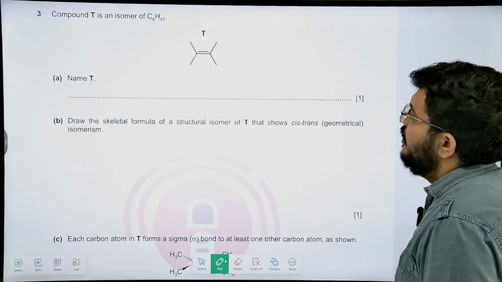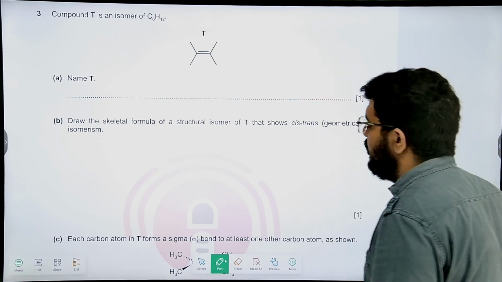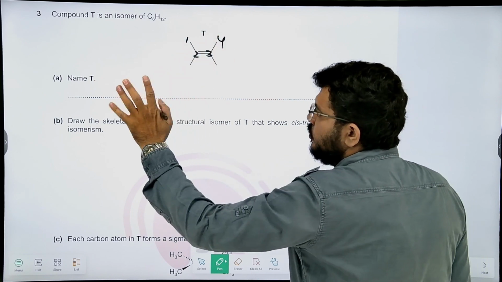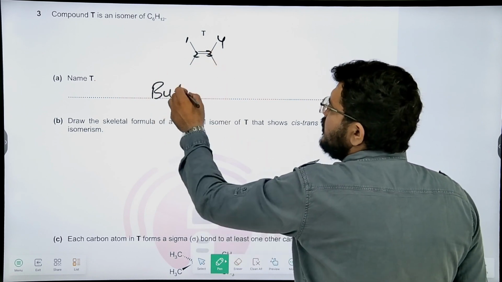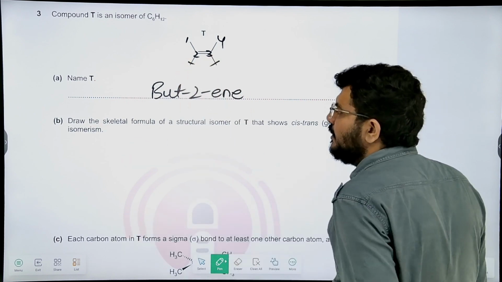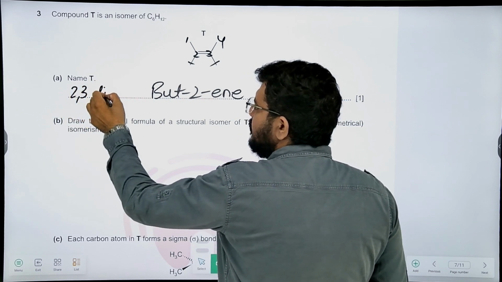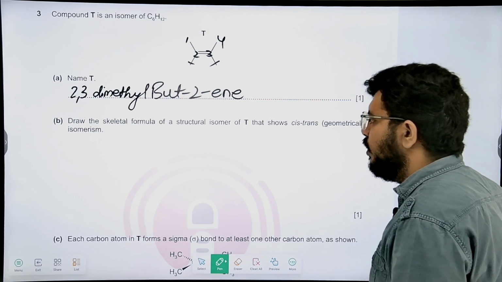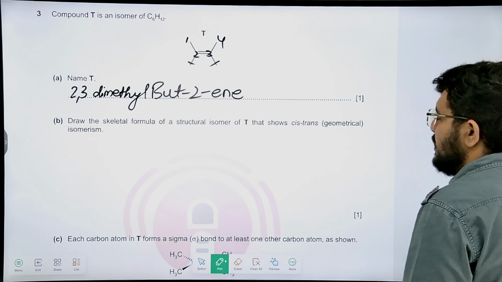The question says compound T is an isomer of C6H12. Name T. So I will write 1, 2, 3 and 4 carbon: meth, eth, prop, but. So I will write but. There is a double bond between 2 and 3, so but-2-ene. Now on the second and third carbon I have two methyl groups. So I will write 2,3-dimethylbut-2-ene.